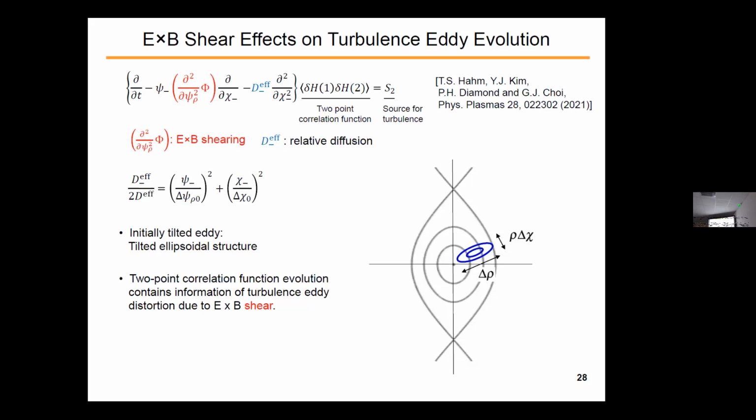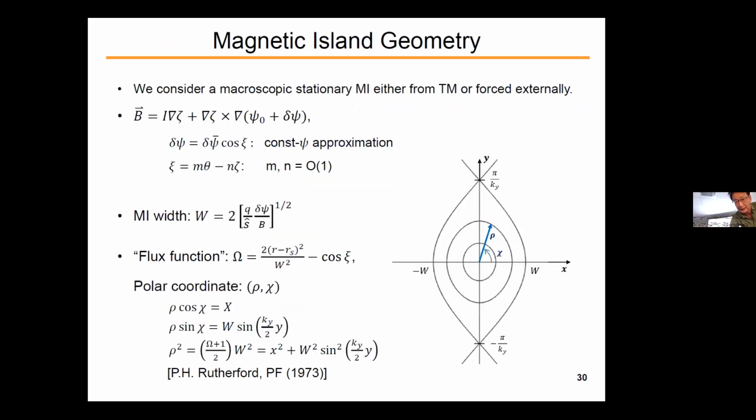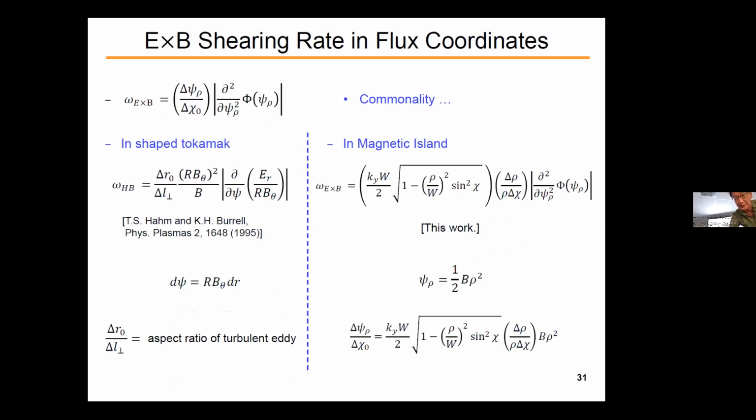And we basically can do the same calculation in magnetic island geometry as well. Okay, so introducing this magnetic island geometry again, for this quasi-helically symmetric magnetic island geometry, we can also do the two-point correlation calculations.